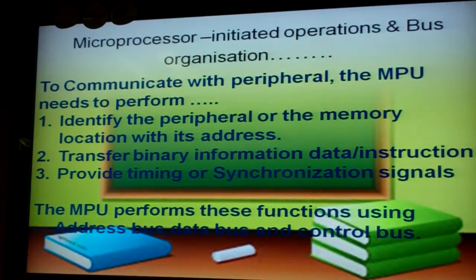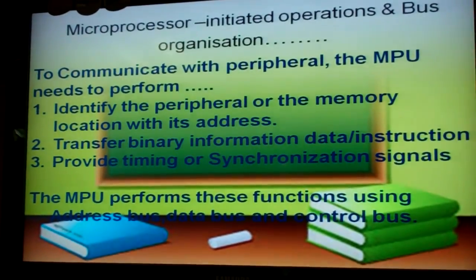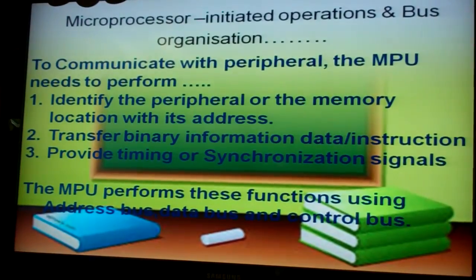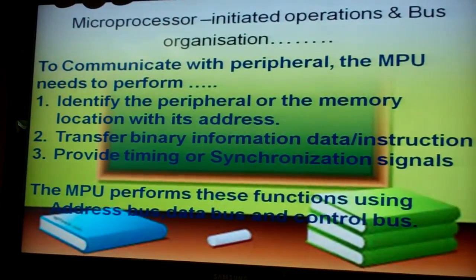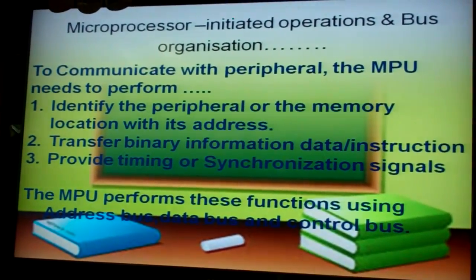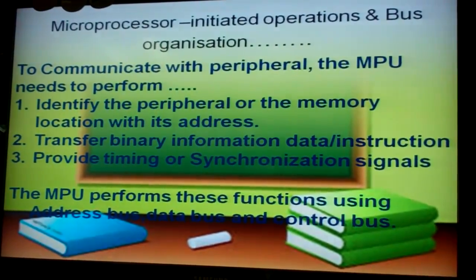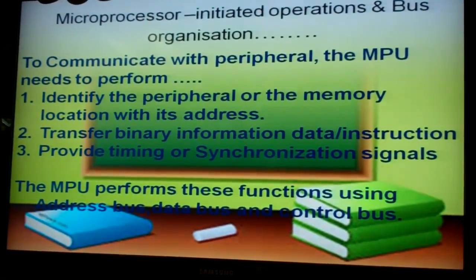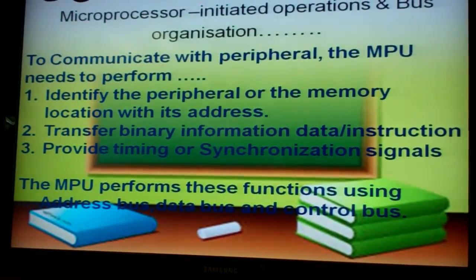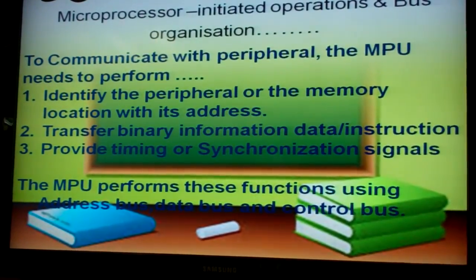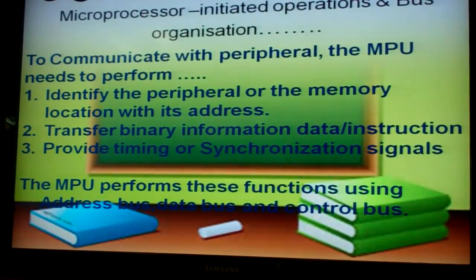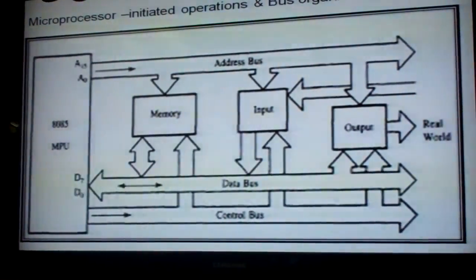So the microprocessor unit, hitherto referred to as MPU, performs these functions using the address bus, data bus and control bus. By the way, a bus is a set of connecting wires used for transmission of data to and from the microprocessor among the various peripherals. Therefore, the microprocessor has three different types of buses known as the data bus, the address bus and the control bus. The three put together are referred to as the system bus.